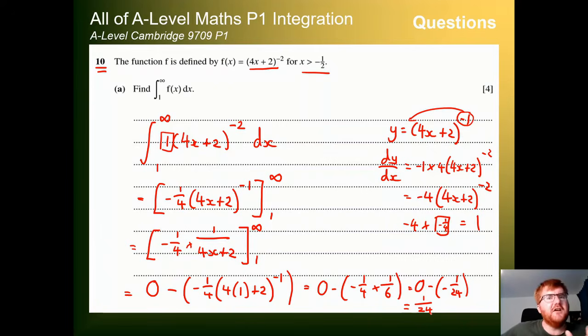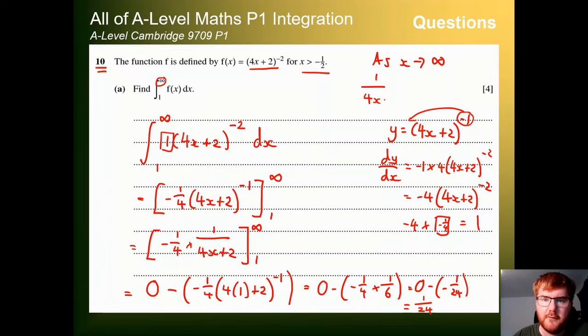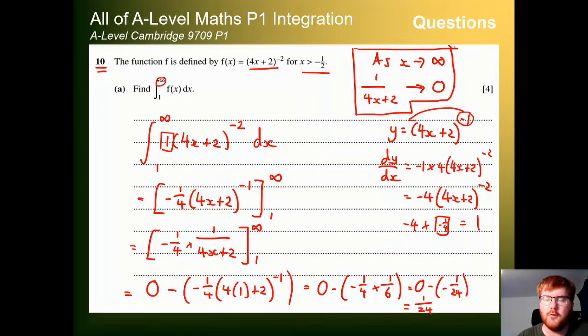If you did get this kind of question in your exam, the key thing is not to be intimidated by this infinity symbol here. The idea is just stay nice and calm, and notice as x tends towards infinity, this fraction 1 over 4x plus 2 will then tend towards 0. So I'm using this idea of limits to help us actually work out a numerical value for when this is approaching infinity.